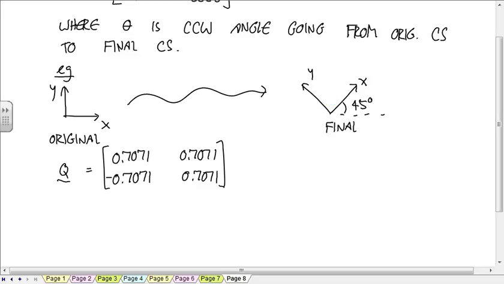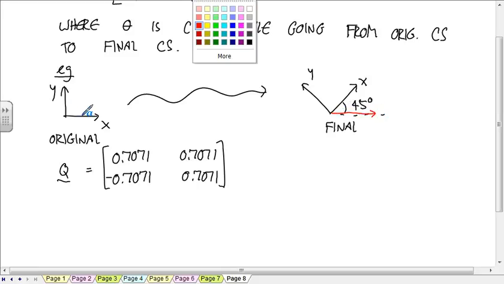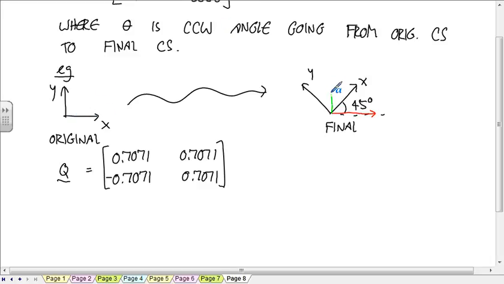Okay, so the red is the x-axis of the original coordinate system, and the green is the y-axis of the original coordinate system. In this final coordinate system, what would be the components of the red axis? 0.7071, negative 0.7071. And so the column here represents the original coordinate system expressed in the new coordinate system.